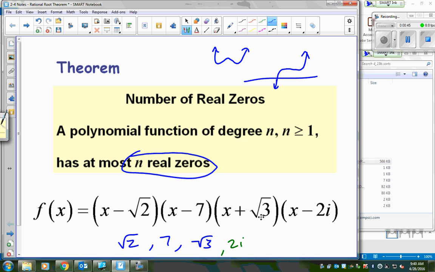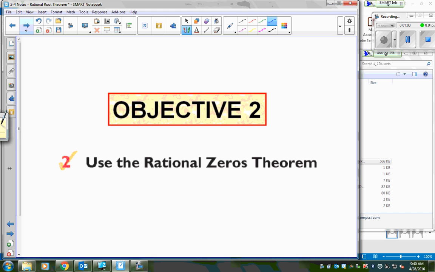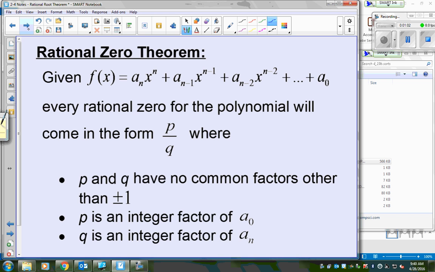Now, there are conditions on that theorem, by the way. One more thing. Of these 4 roots, which one is considered a rational number? The 7 and only the 7. The others are irrational. You cannot express them as ratios of 2 integers. But 7 can. You can write it as 7 over 1. And so, that leads into this. We're talking about the rational zeros theorem.